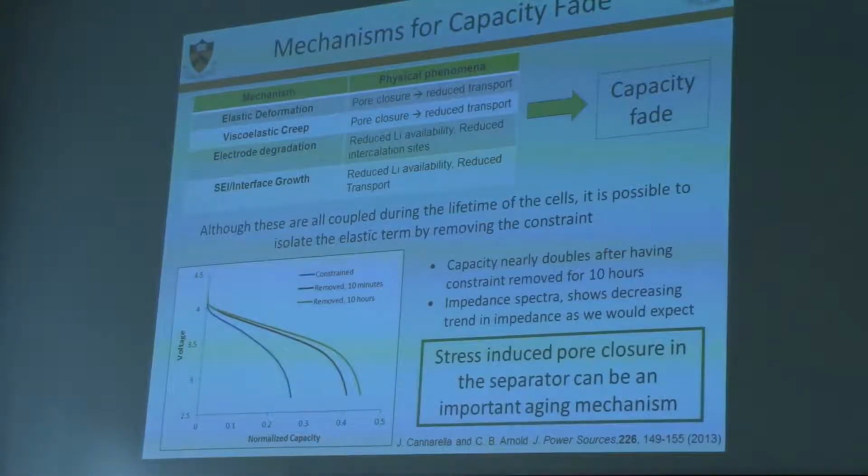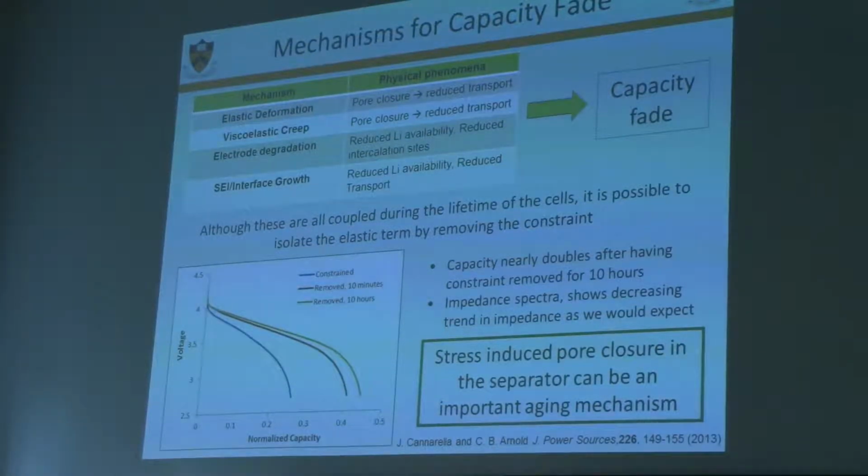And so we listed a few mechanisms, right? We talked about the elastic deformation that I told you about earlier, that I squeeze, I get pore closure, that leads to reduced transport. And we talked about viscoelastic creep, so I press on the separator, over time it eventually permanently deforms. There could be electrode degradation, so something happens to the electrode and we reduce lithium availability. And there could be SEI or interface growth, lithium plating, those kinds of things. All of those could lead to capacity fade.